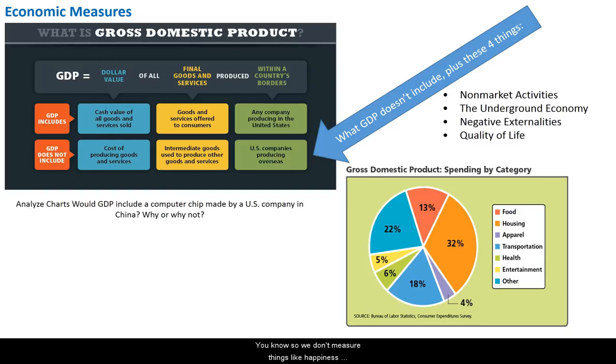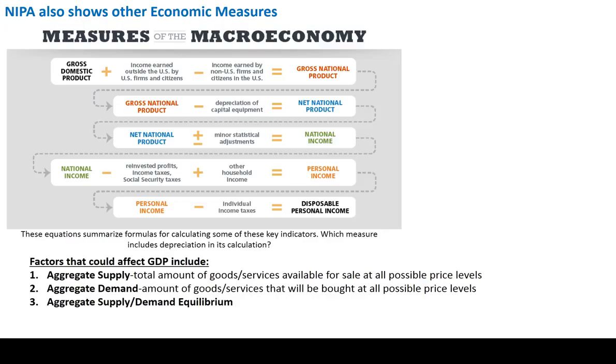So we don't measure things like happiness and those sorts of things, but GDP is not really meant to measure that, so that's okay. And you can look here, the spending by category. Where we spend most of our money typically is housing, which would explain why 2008 was such a bad year when we had the recession and the housing crisis, how it affected the entire economy. So you can look at that chart.